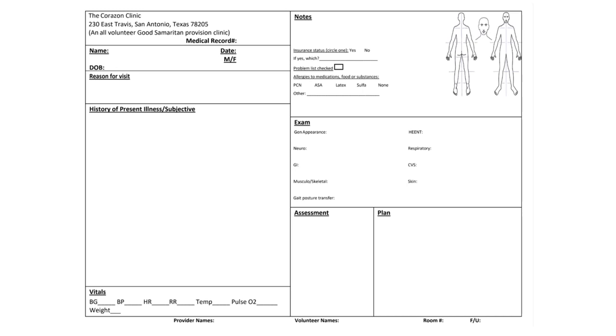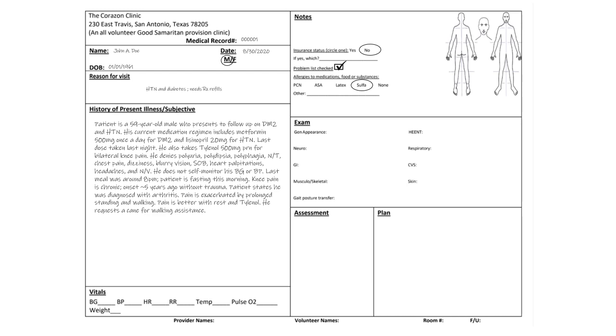So here we have the chart in its entirety. We'll go ahead and make sure that we see all of this here, but we had the patient's demographics, we had the chief complaint, we asked them about their insurance status, we checked their problem list, we asked them about allergies, and then we gathered the HPI. Next we took our vitals, and then we started performing some physical exam.